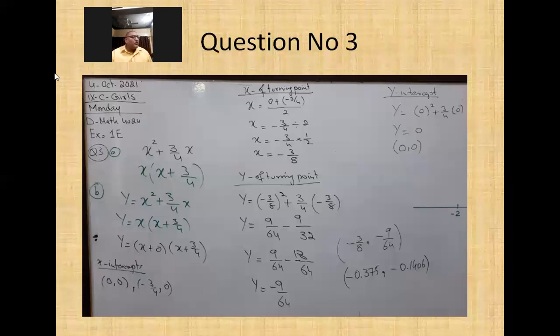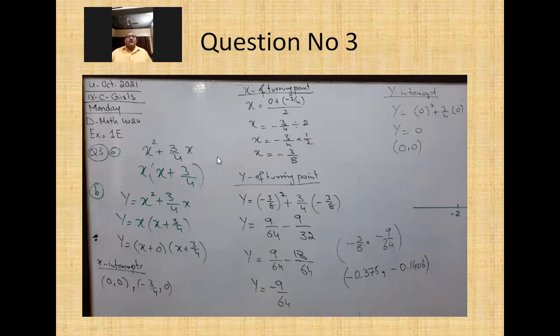First of all, I'm going to factorize it. The equation given is x squared plus 3 by 4x. These two terms have x common, so you can take x common. Because this is x squared, if you take x common, x will be left. And from the other term, only 3 by 4 will be left. So this is how you factorize it.